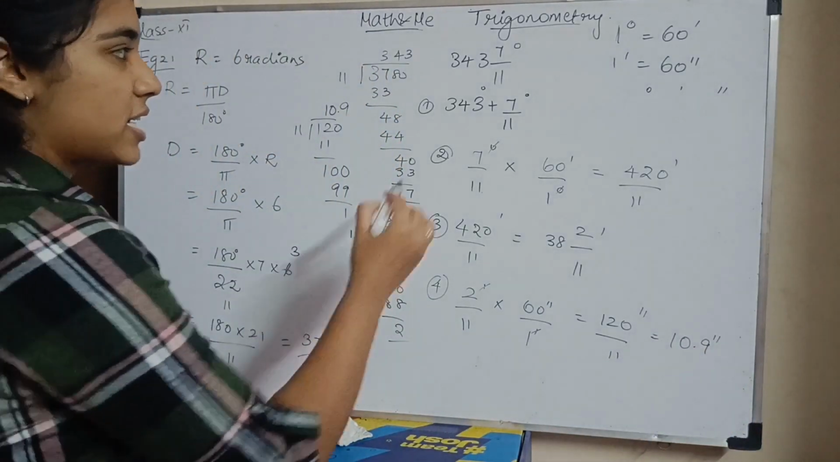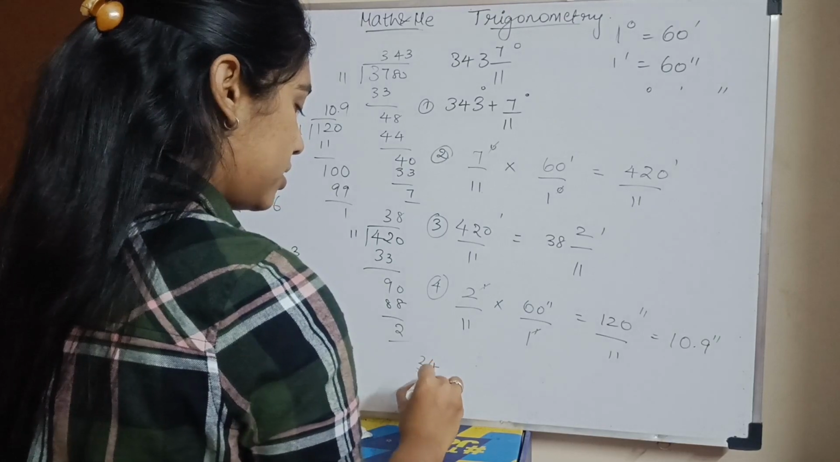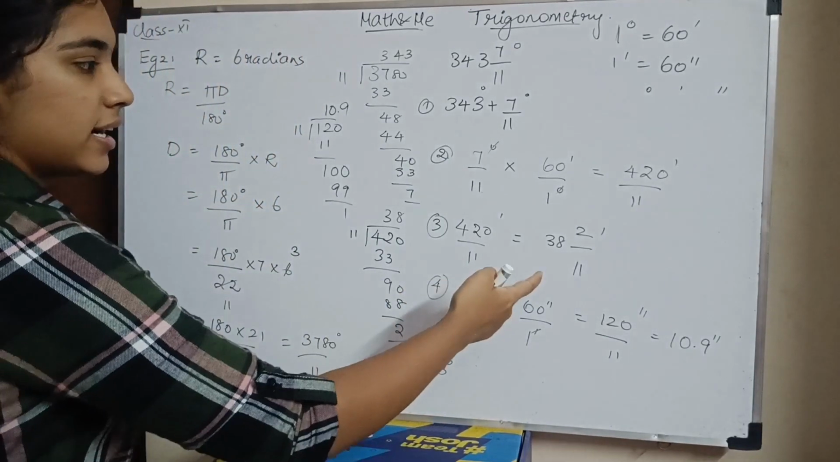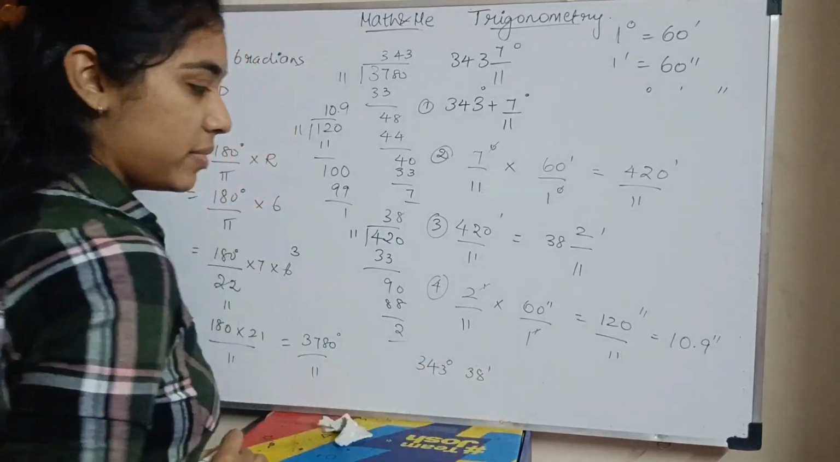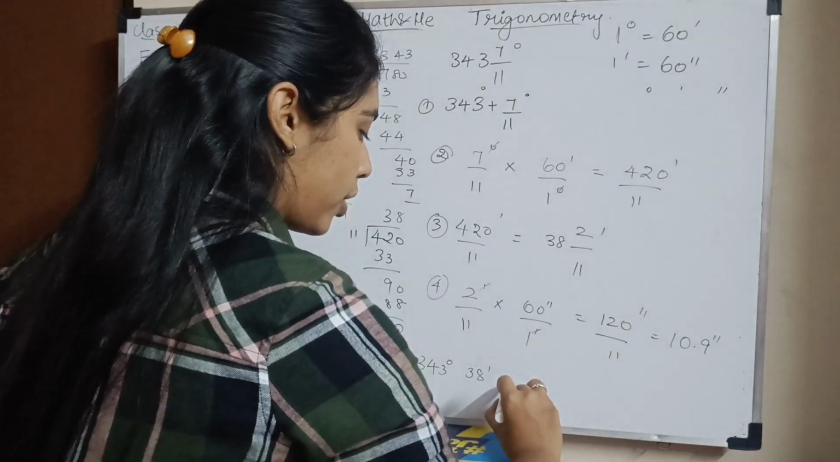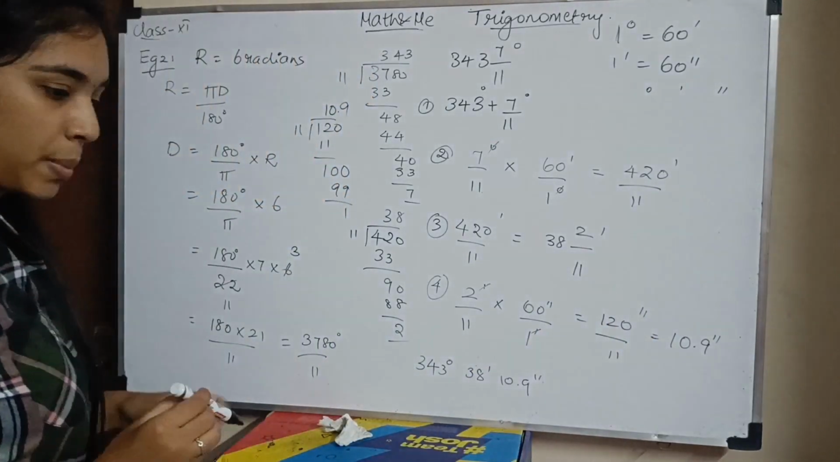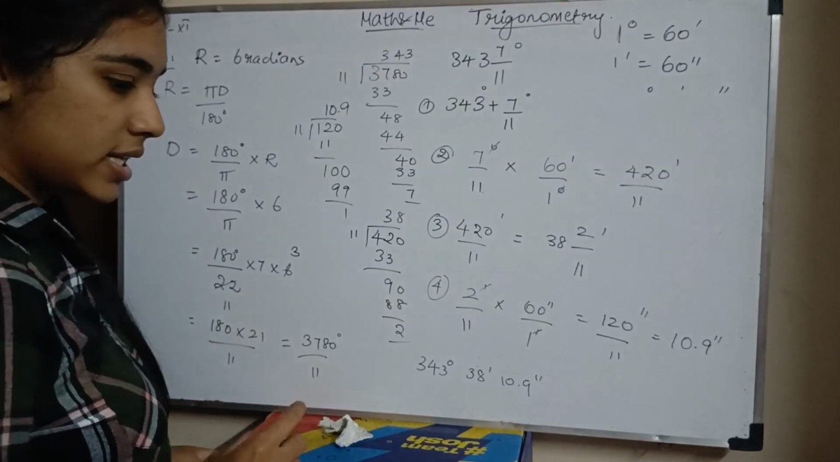So what is my final answer? I have 343 degrees. அதுக்கப்புறம் எவ்வளோ minutes இருக்கு? 38 minutes and 10.9 seconds. Okay? Is it clear?